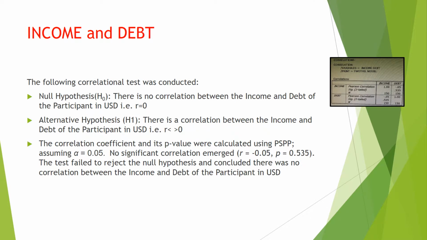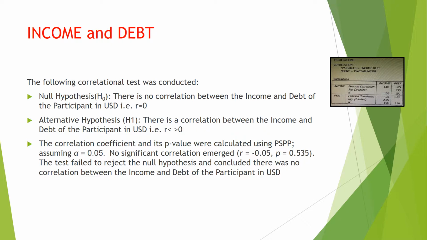Now let us conduct the correlation test for the variables income and debt. Let's go here to see how we set up the null hypothesis and alternative hypothesis. In correlation test, the null hypothesis will be there is no correlation between the income and debt of the participants. That is, the correlation coefficient will be 0. And the alternative hypothesis will be there is a correlation between the income and debt of the participants in US dollar. Hence R is not equal to 0. We all know that R oscillates from -1 to +1.